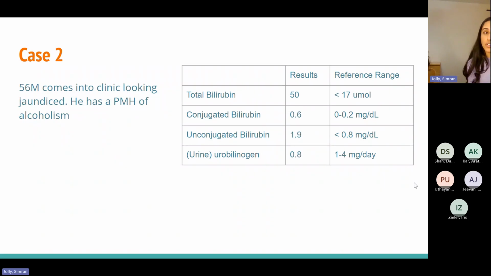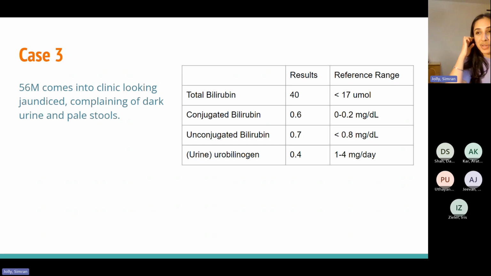We've then got another case of a 56-year-old male coming to the clinic looking jaundiced with a past medical history of alcoholism. So that's already your first clue of where the jaundice might arise from. There's an increase in conjugated bilirubin and unconjugated bilirubin. So you've got a mixed pattern there. So it's more likely to be hepatic, so maybe an alcoholic hepatitis.